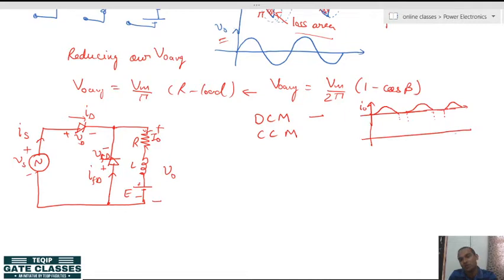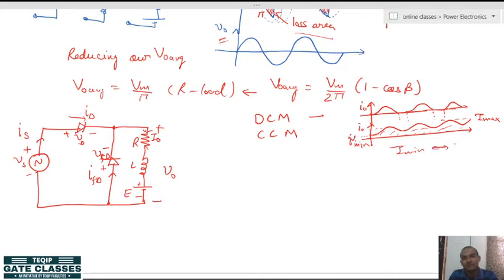But if you observe for highly inductive loads, many times it happens that the load current remains constant like this. You can see that the load current does not become 0. That is why this is called continuous current load mode. Here you can see these are ripples. This is the minimum ripple, I minimum, and this is the maximum ripple, I maximum. So, the load current varies between I minimum and I maximum.